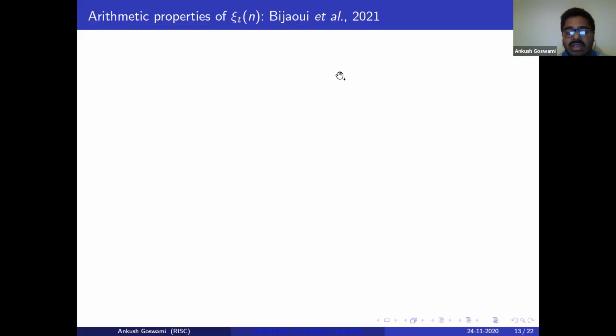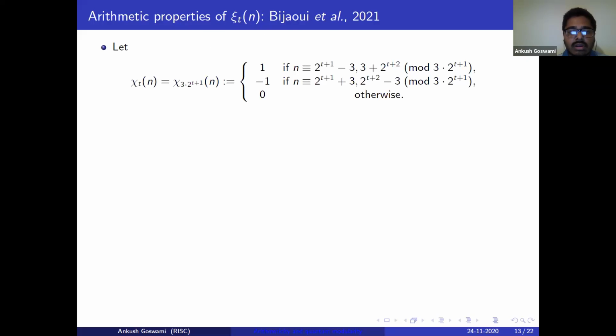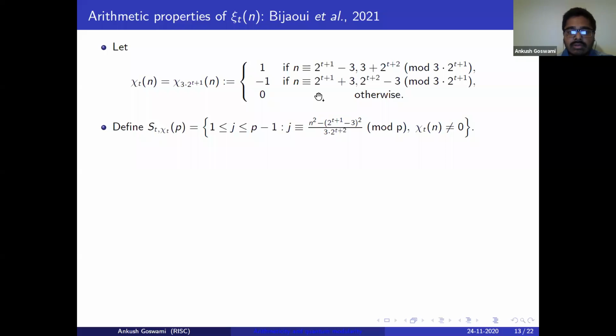And to state their result, we need to introduce a few things. So first of all, we'd like to define this function chi_t(n), which is a periodic function of period 3 times 2^(t+1), and it is defined only on four residue classes mod 3 times 2^(t+1). Otherwise, it is 0, as you can see. And then you define this set S_{t,chi_t,p}, where you can actually define this set for any positive integer, but for the time being, let us assume that p is prime.